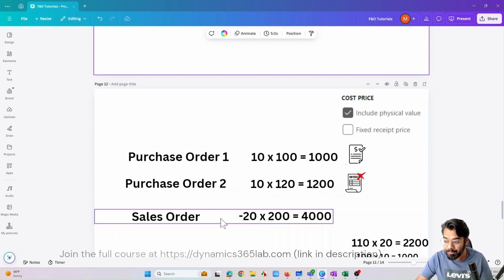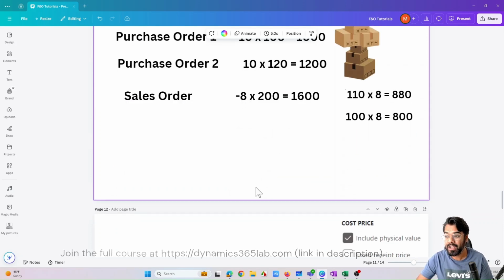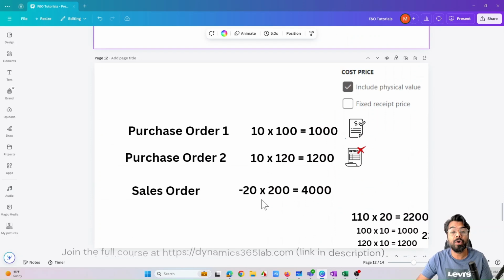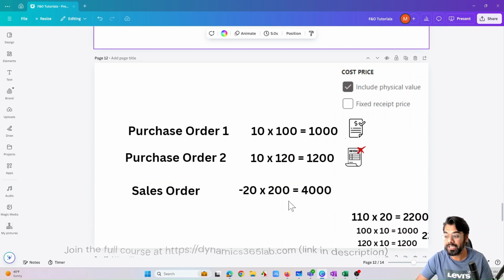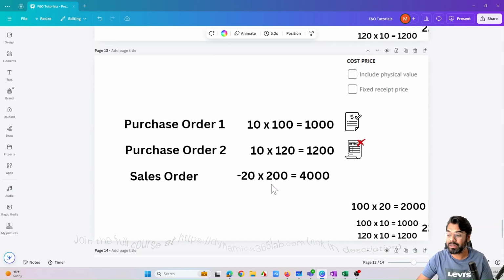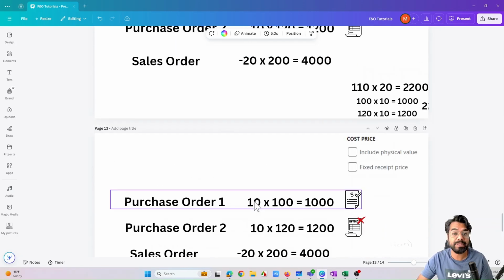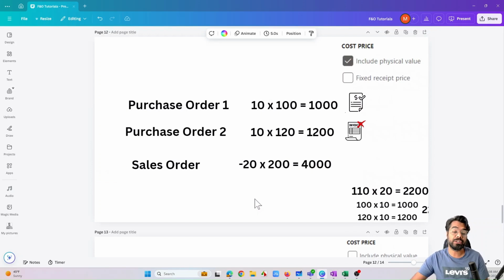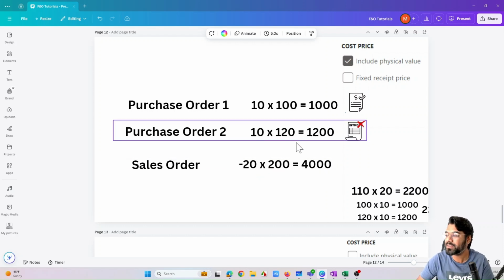But I'm going to completely sell everything using a sales order. Unlike here, where I only sold 8, here I'm going to sell all 20 and wipe out my inventory. So now we will see what happens when the checkbox is checked, and then the same scenario when the checkbox is not checked: when to turn on the checkbox, and when not to. All that we are going to see in today's video. With that, let's get started.